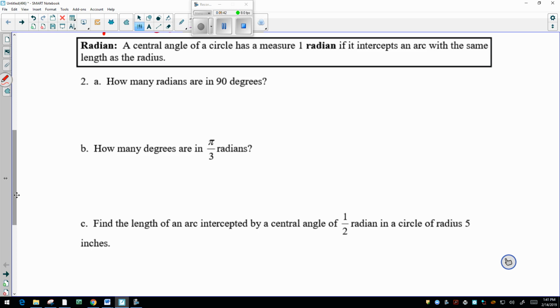So for instance, I right now have 90 degrees and I need to convert that to radians. So I want to multiply that by pi divided by 180. And if I do that and reduce, keep it in pi form, I'm going to get pi over 2 radians.